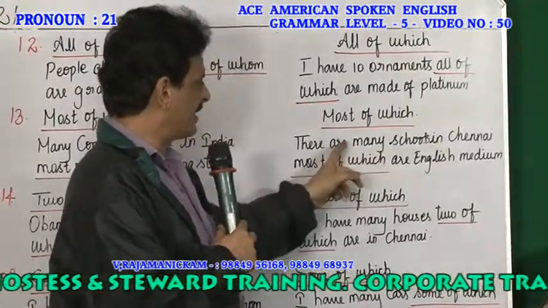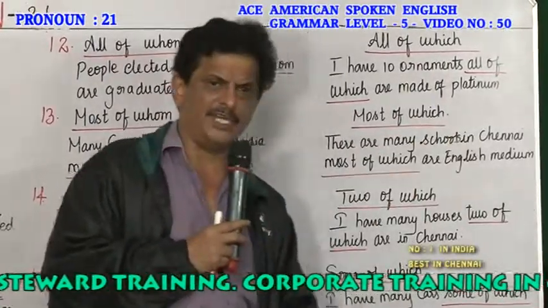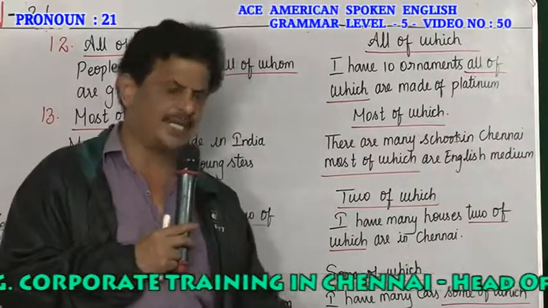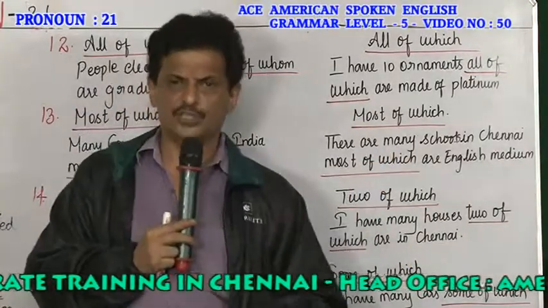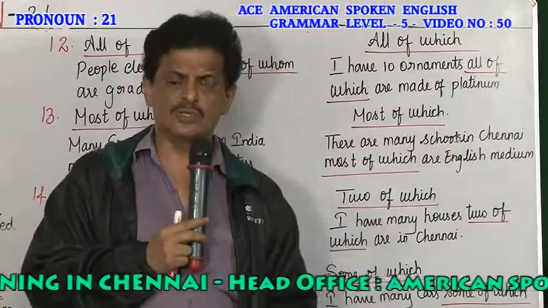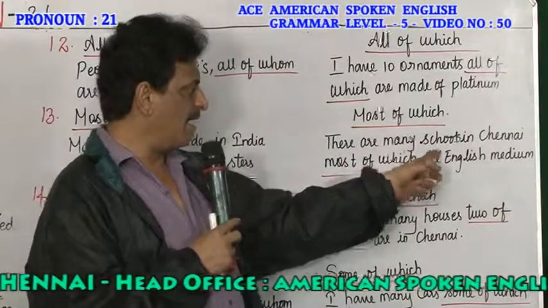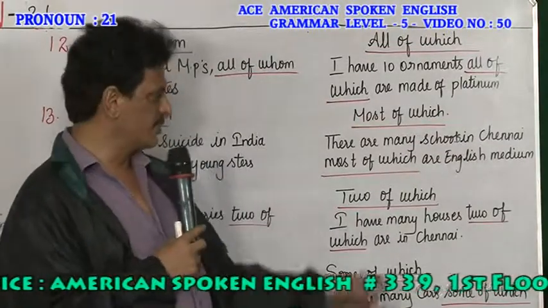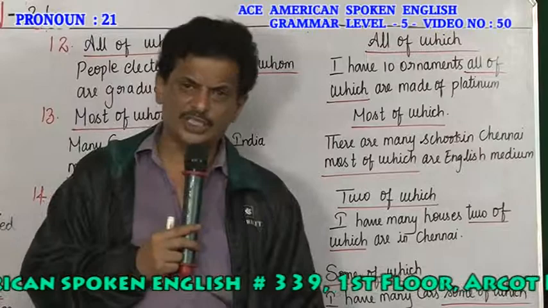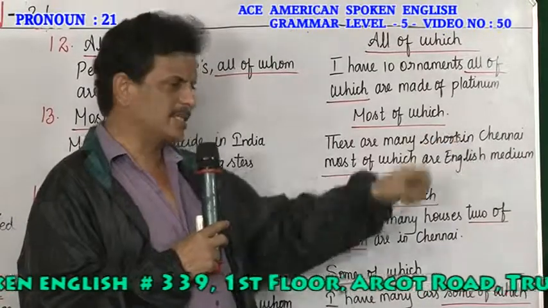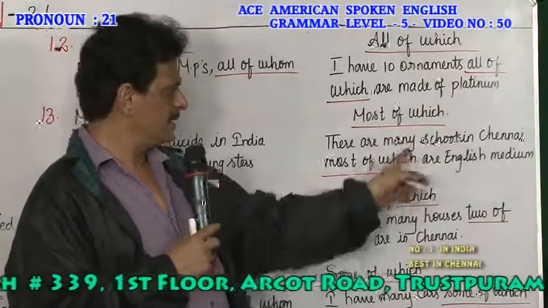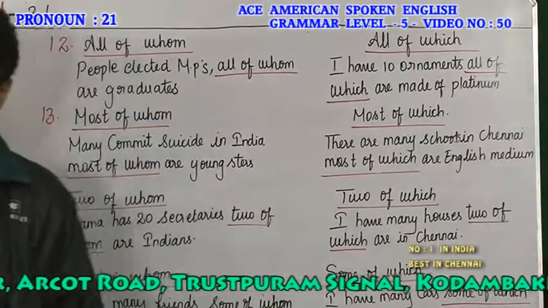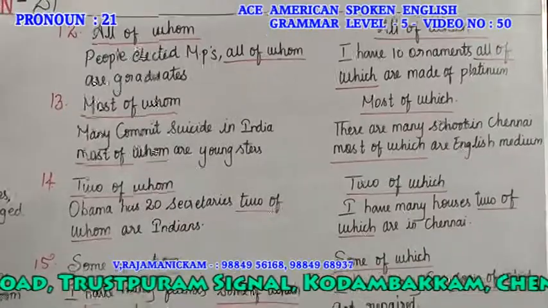Most of which. There are many schools in Chennai. Many schools, thousands of schools are there in Chennai. Most of which means amongst the schools, most of the schools are English medium schools. What type of schools are there? They are English medium schools. So the most of which stands for what? Schools, isn't it? Do you agree with that? Most of which stands for schools, and most of which means amongst the schools, many schools.